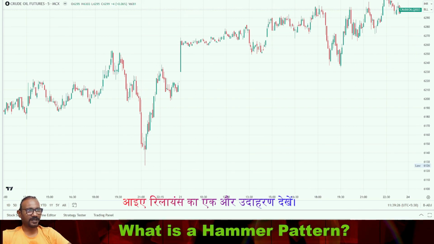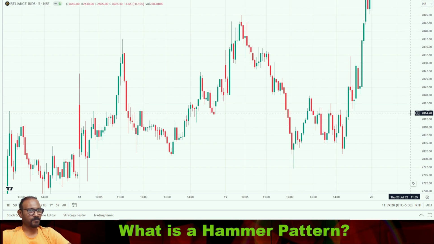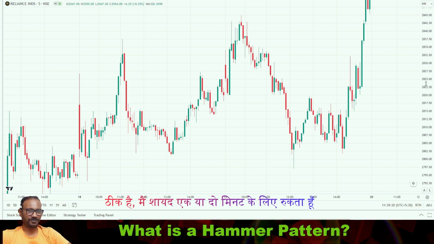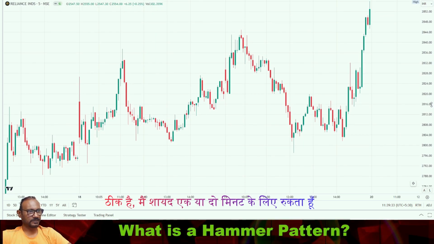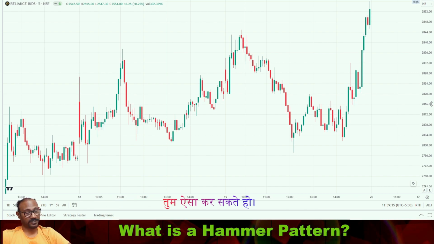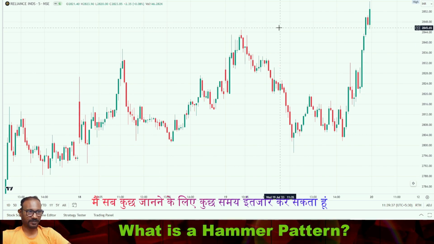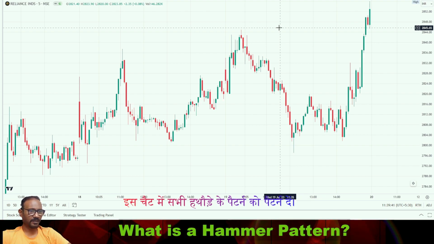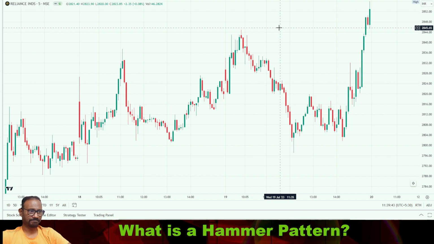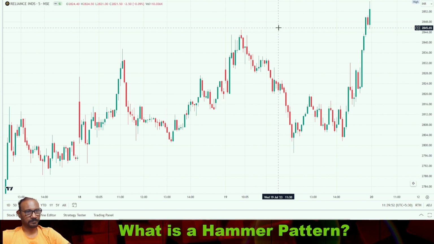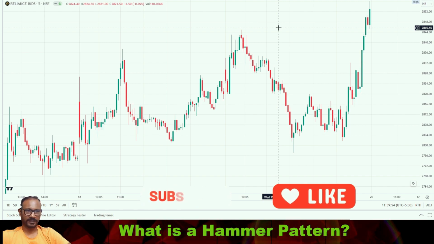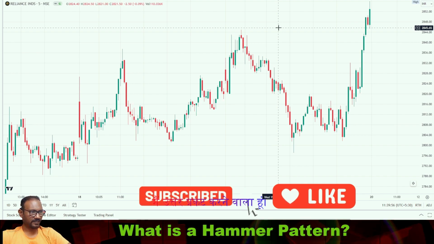Let's see another example in Reliance. I'll pause for a minute or two. Maybe you can do that. I can wait for some time. Find out all the hammer patterns in this chart. All right, I'm about to reveal the answer.